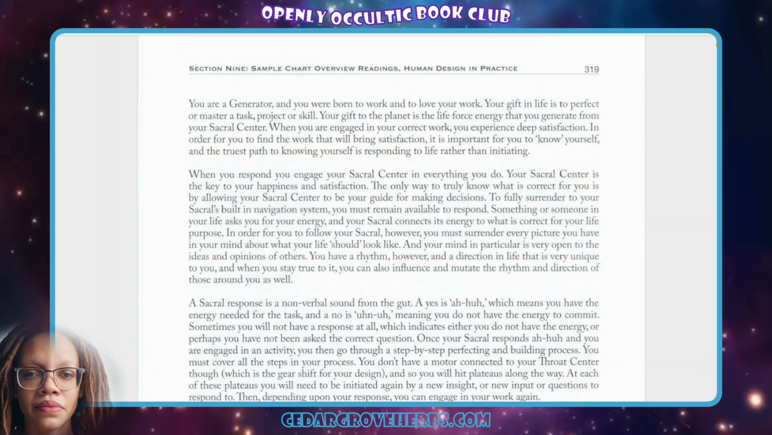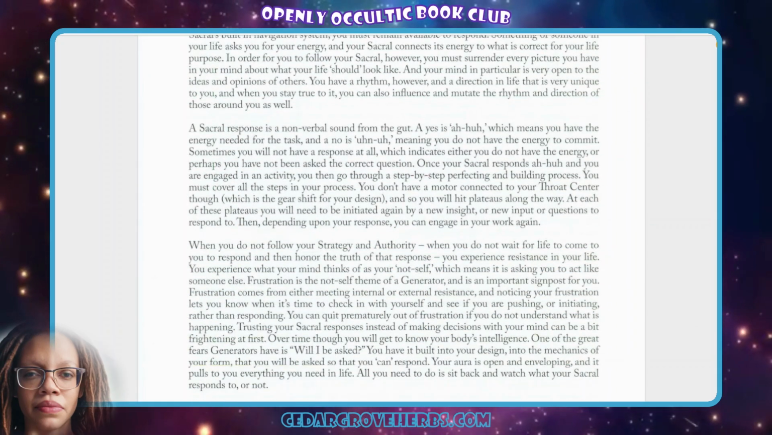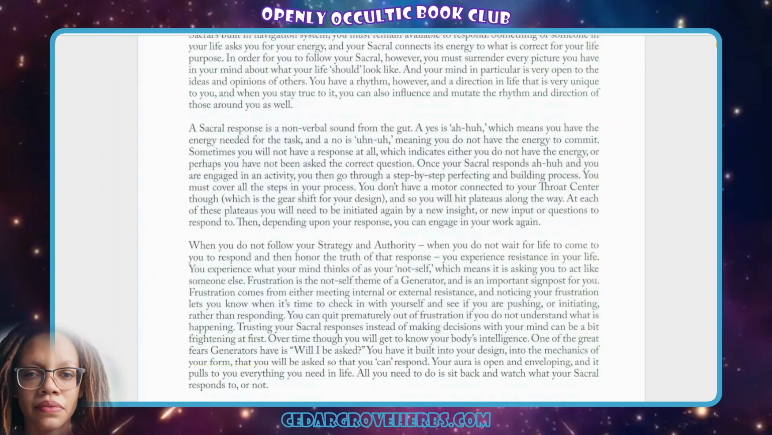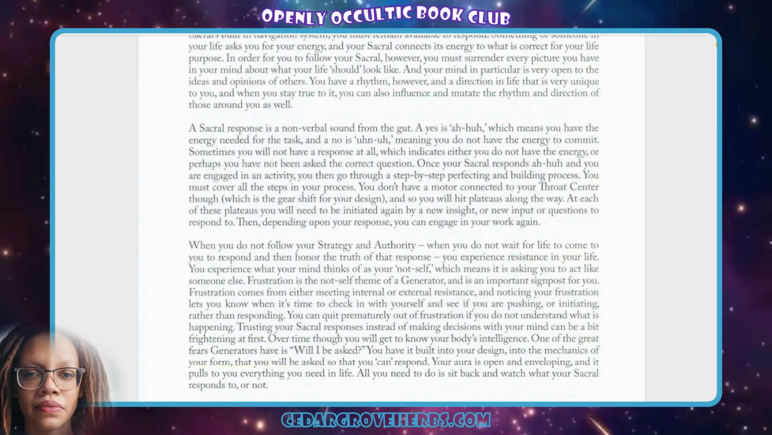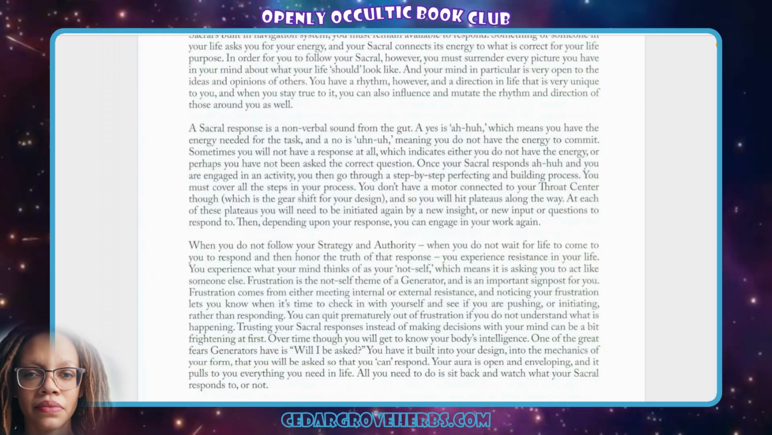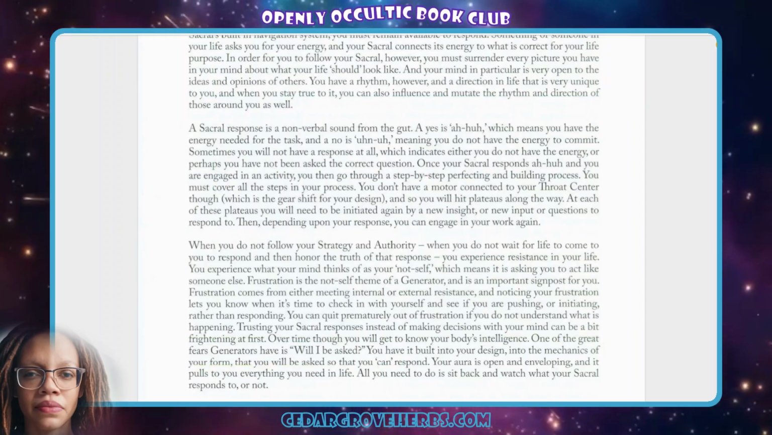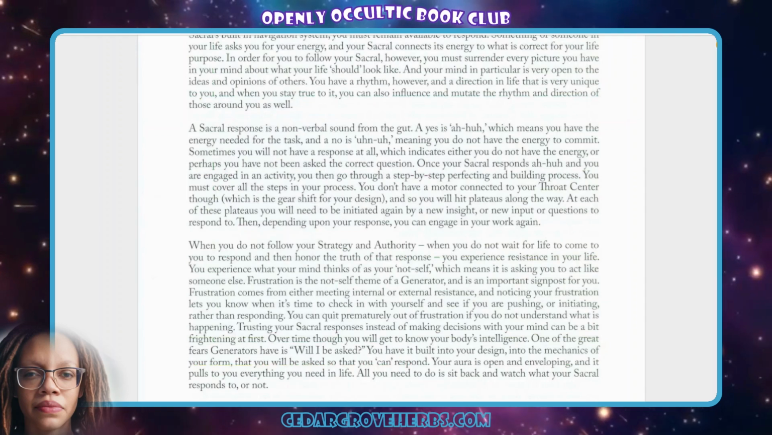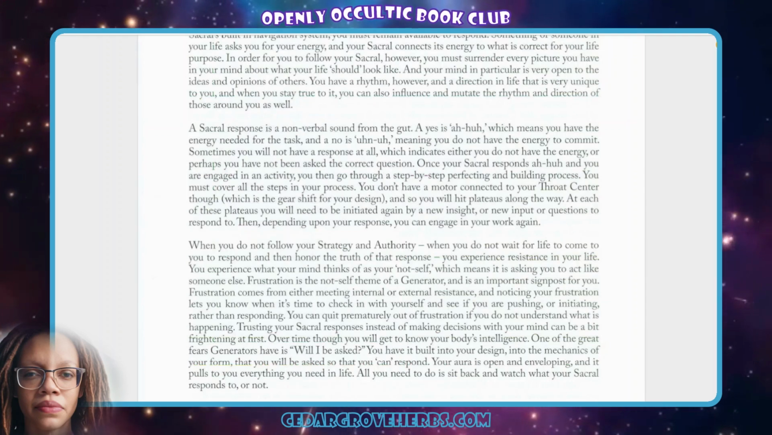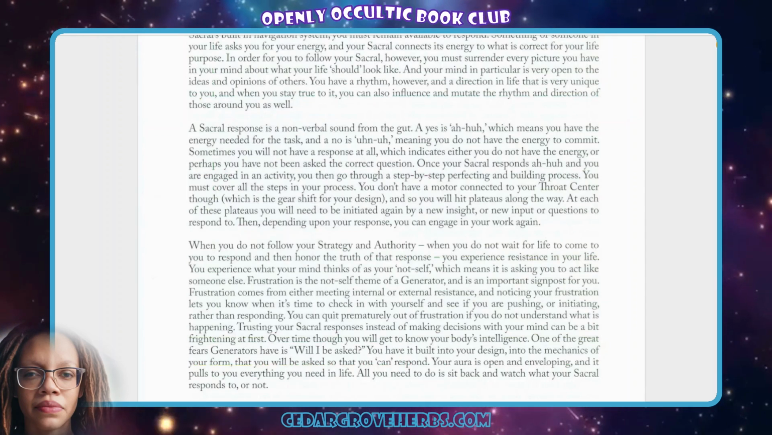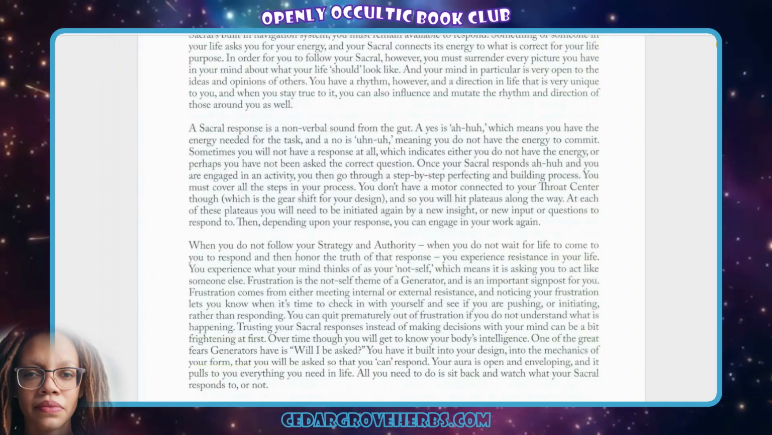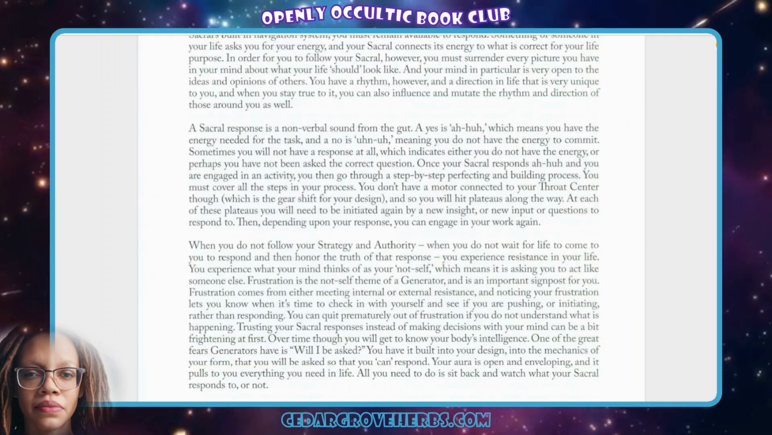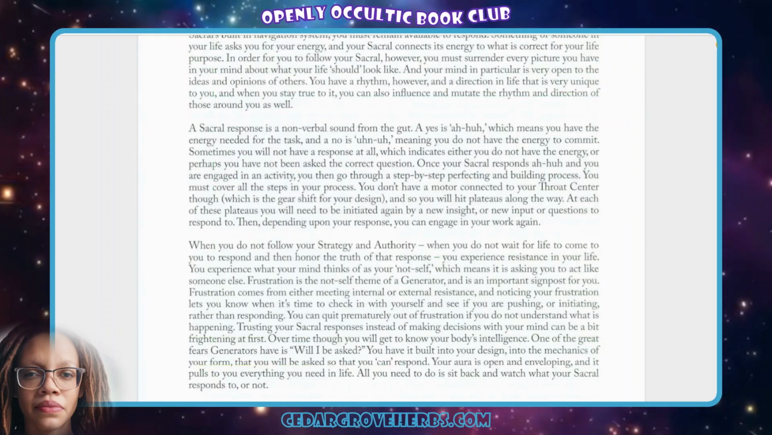A sacral response is a nonverbal sound from the gut. A yes is "uh huh," which means you have the energy needed for the task. And a no is "uh uh," meaning you do not have the energy to commit. Sometimes you'll not have a response at all, which indicates either you do not have the energy or perhaps you have not been asked the correct question.